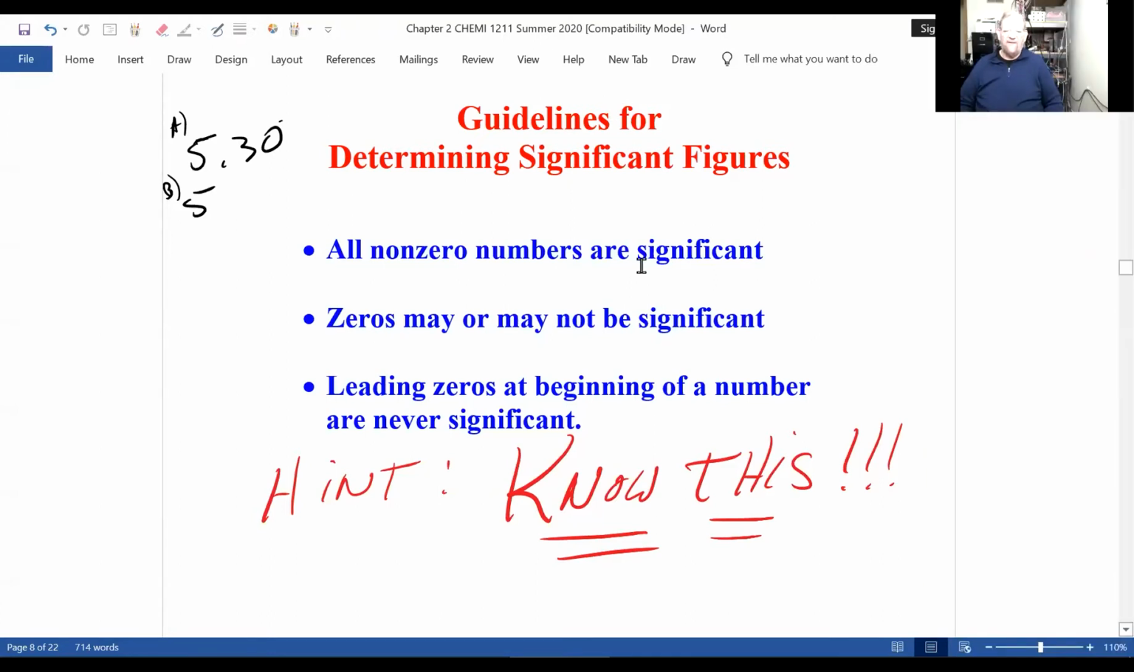And first of all, non-zero numbers are significant. So if we look at B, there's only one number and it's non-zero. So B has one significant figure. Again, all non-zero numbers are significant. Now, zeros may or may not be significant. Wow, that wasn't too helpful. So is this zero significant or non-significant?